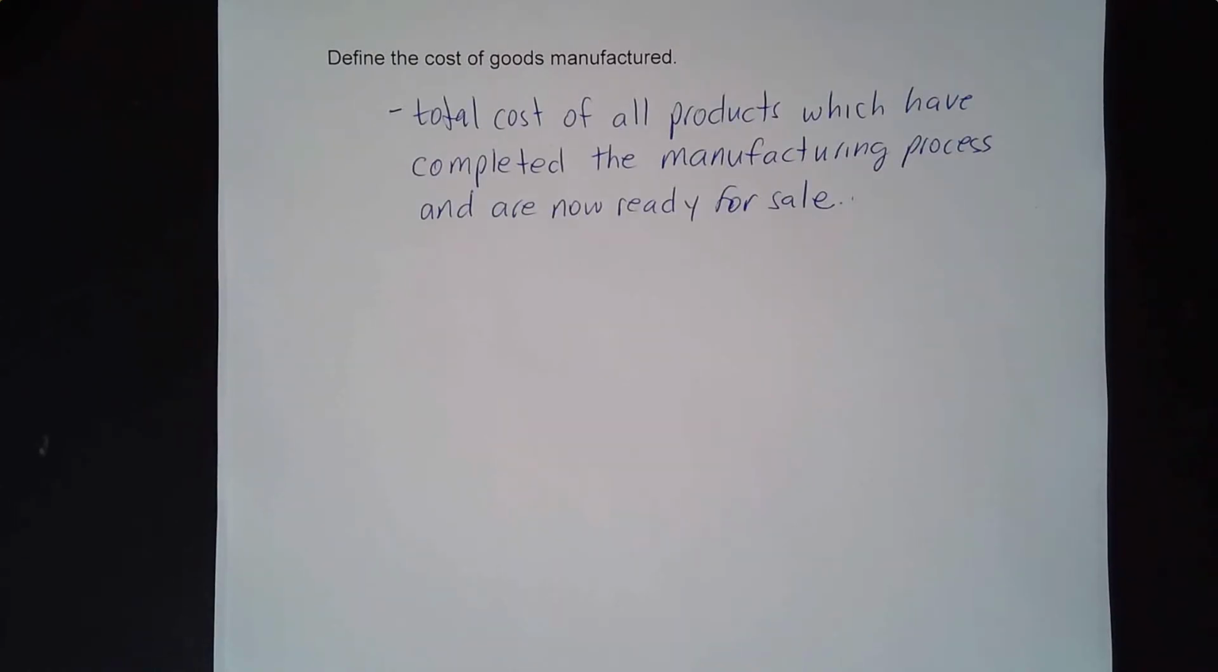So what exactly is cost of goods manufactured? It's the total cost of all the products which have completed the manufacturing process and are now ready for sale. The cost of goods manufactured will be transferred from WIP, work in process, into the finished goods inventory. The finished goods inventory, again, is a current asset on the balance sheet.